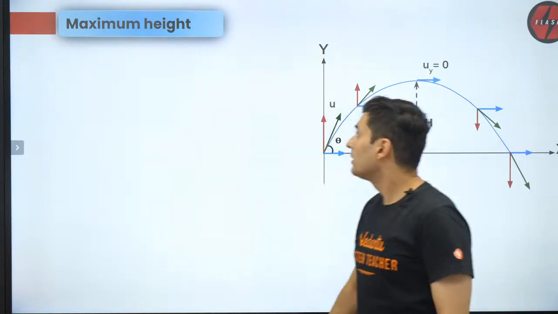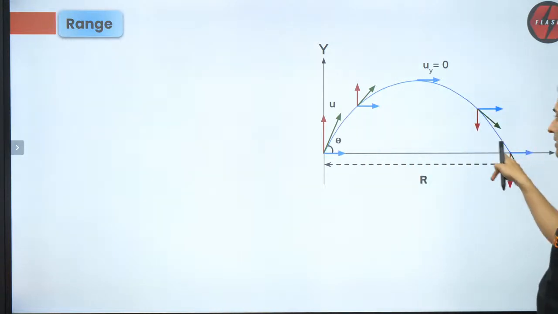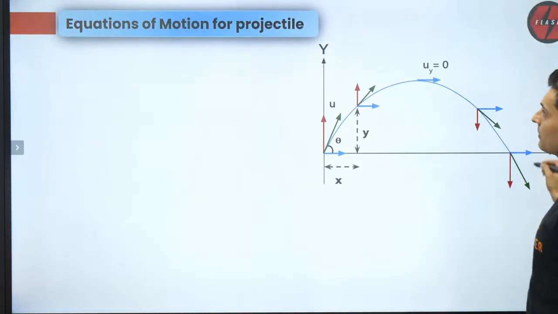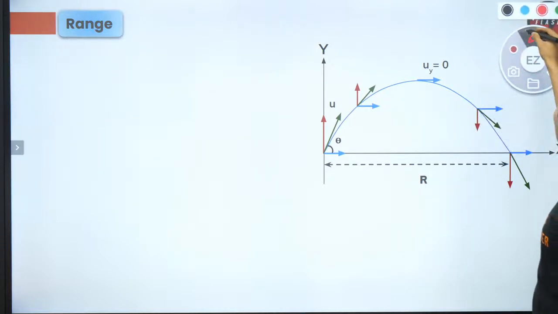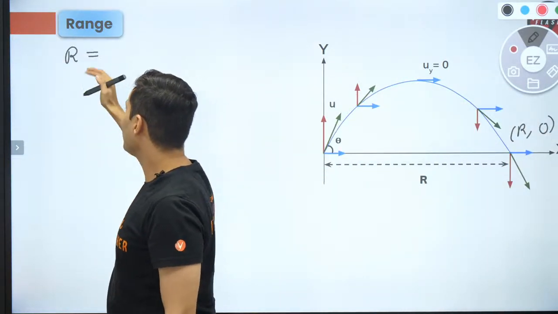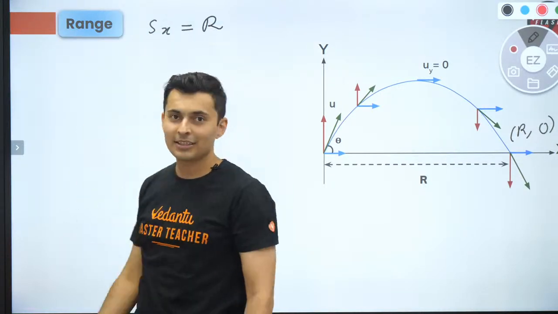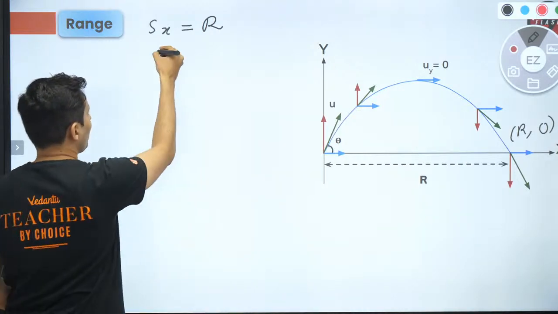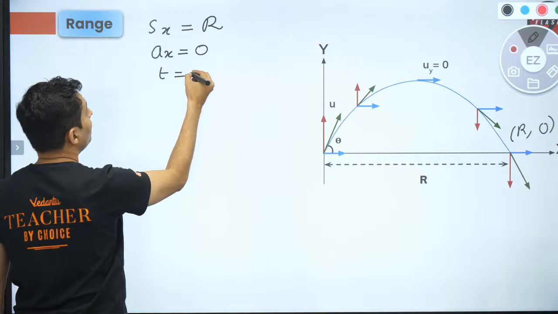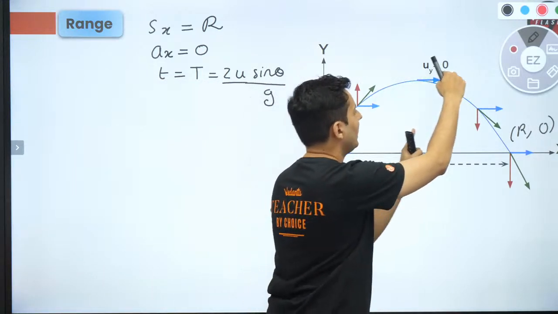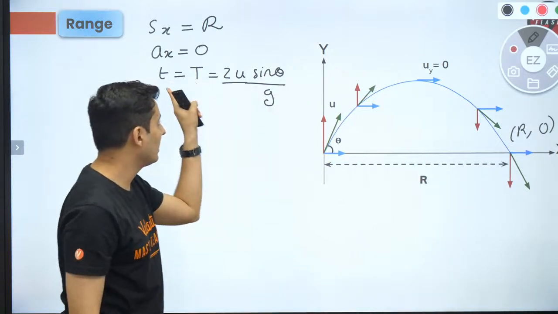So that was maximum height. Then let's go to range. Now, range is how far it lands from the original point. This point over here has the coordinate r, comma 0. R is the x coordinate, y coordinate is 0. So what do I do for range? It's very simple. The displacement in the x direction will be the range. When the particle goes from here to here, the displacement in the x direction will be the range of that projectile. Acceleration in the x axis is 0. Time taken will be time of flight, which is 2u sine theta by g, which we just derived sometime back. Why is it this? Because I have to wait for the entire time so that this coordinate shifts till here. So to get the range, I have to wait for the complete time.